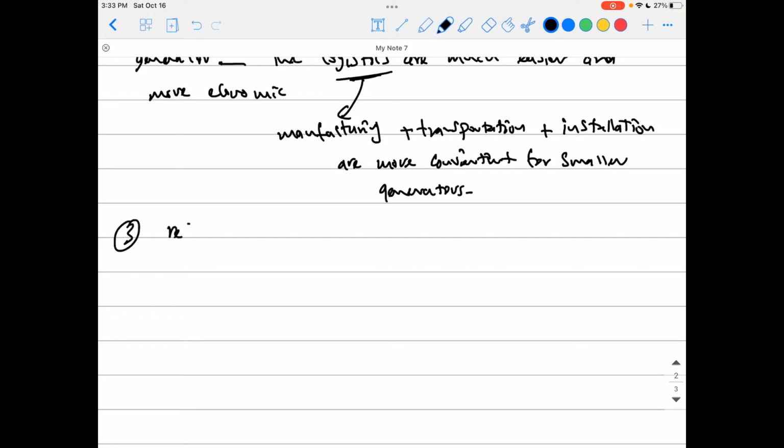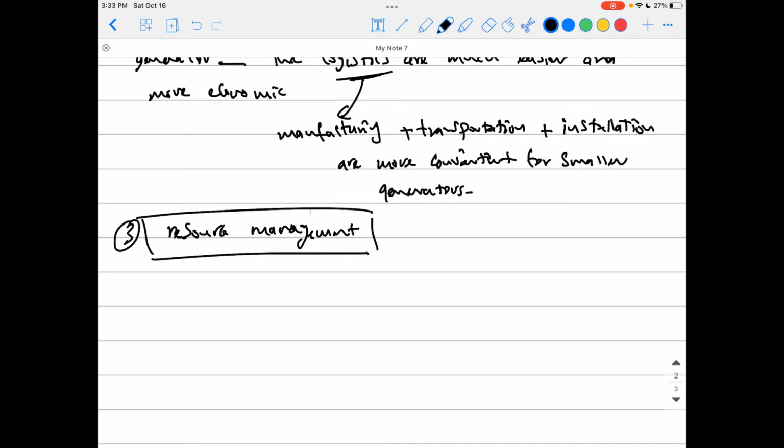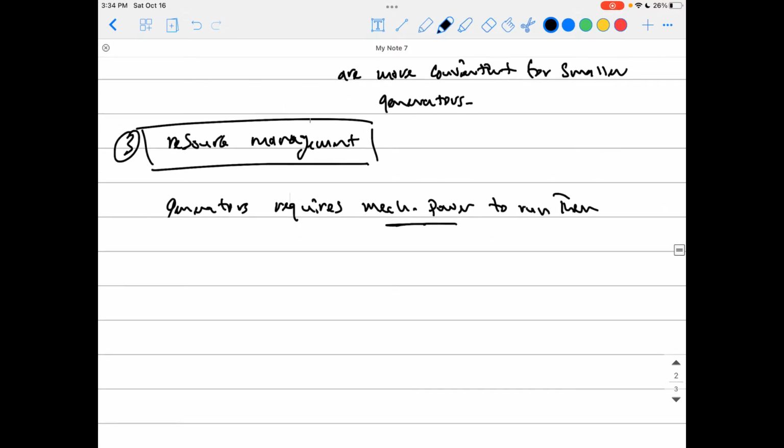Number 3, resource management. Okay, what I mean by this here is generators require mechanical power to run them. Okay, we know that the generator needs mechanical power to run. And this mechanical power comes most of the time from natural resources. Okay, I mean hydropower, wind energy, coal, oil, all that stuff that needs to be converted into mechanical rotation used in the turbines.